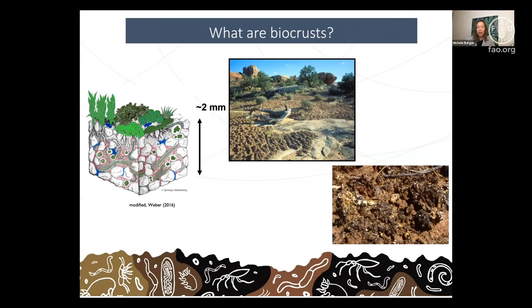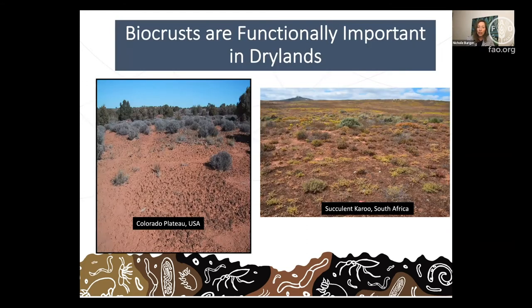Biological soil crusts or biocrusts are very common in dryland ecosystems. They are estimated to cover about 12% of global soil surfaces. And they are diverse communities of microorganisms that consist of lichens, mosses, cyanobacteria, fungal communities, and other bacterial organisms that colonize this top veneer of soil, which is approximately 2 millimeters of the soil surface, and are critically important for the functioning of drylands.